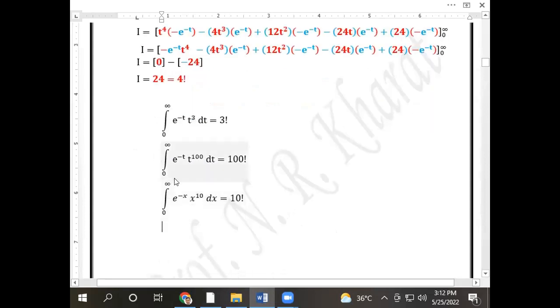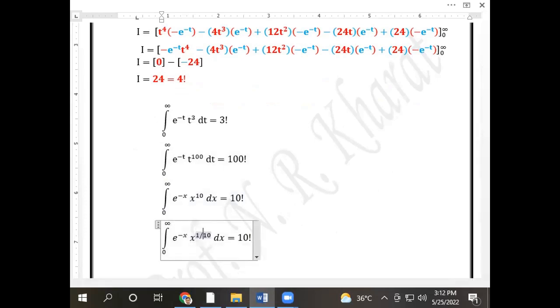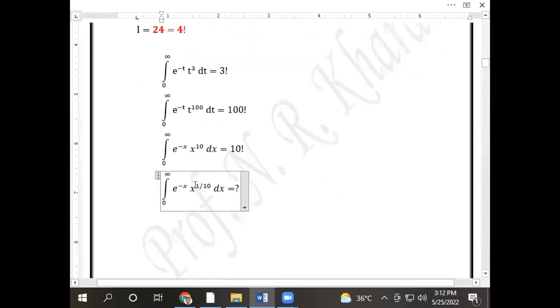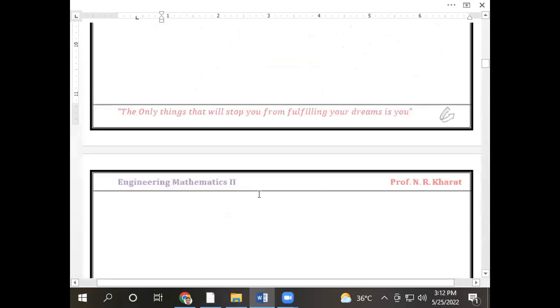What happens when the index value changes? Suppose I say it is 1 upon 100, or 1 upon 10. Then what is the solution? It's a question mark. This is the definition of the gamma function. Whatever the index of x, we get some real value, and that real value can be defined with the help of a formula, and that is said to be the gamma function. So we will now see the definition of the gamma function.